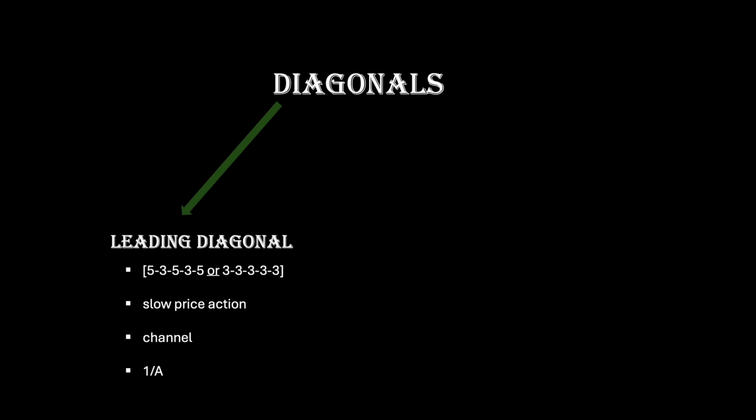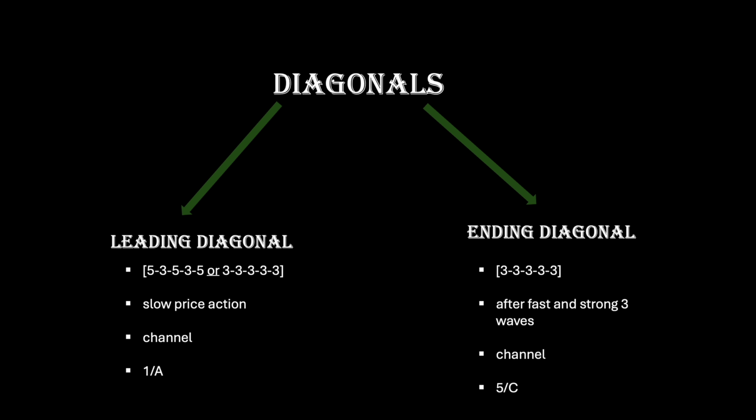They also often move in channels and can only be found in wave 1 or A. The brother of the leading diagonal is the ending diagonal. They can only become a 3-3-3-3-3 pattern and often occur after rapid and fast price actions, for example after a very extended third wave. They also move in channels and can only be found in wave 5 or C.